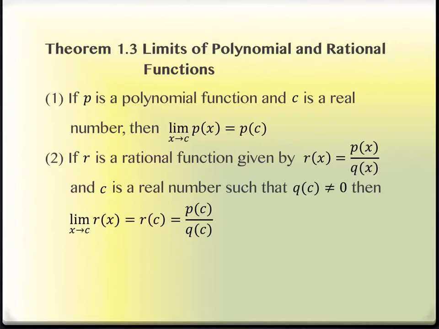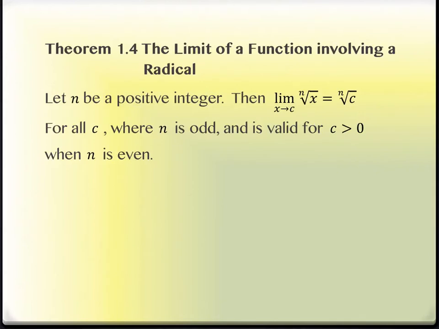And we have a couple more. I know a few of you are still writing, so let me pause for just a second. Okay, there are 2 more theorems about different types of functions. So far we've done polynomials and rational functions. The next one is radicals. Again, the limit of a radical works the same way you'd expect it to. If we have the limit as x approaches c of the nth root of x, it becomes the nth root of c.